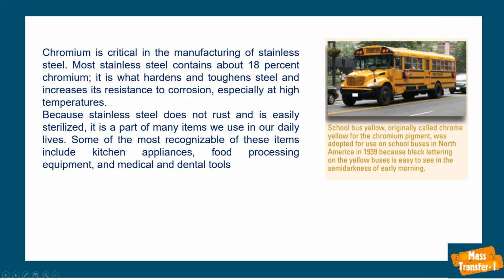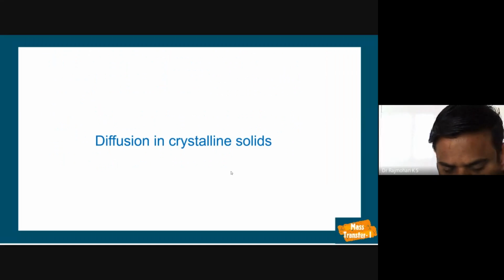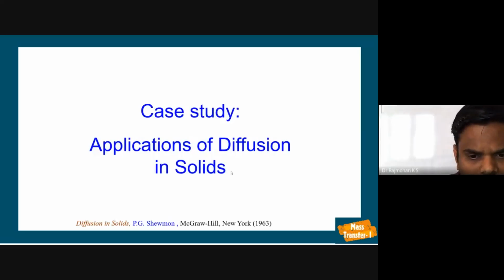Some of the most recognizable items made with stainless steel are kitchen appliances, food processing equipment, medical and dental tools, and even the school bus that we used to board in the early morning is made up of colored paint. That yellow color paint that we see every day is chrome yellow, from the chromium pigment, which is adapted for most of the school buses. Okay, even in our country also. That is because the black letters written on this chrome colored paint will be visible easily.